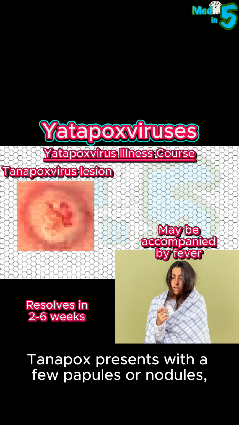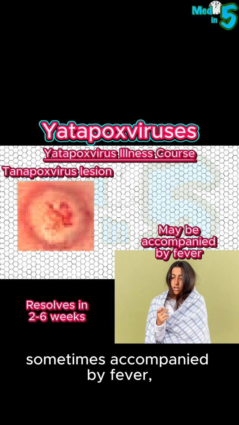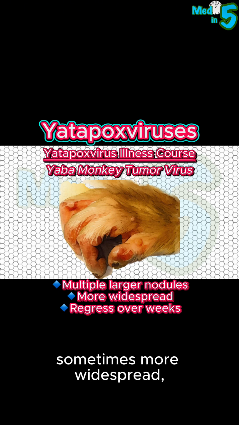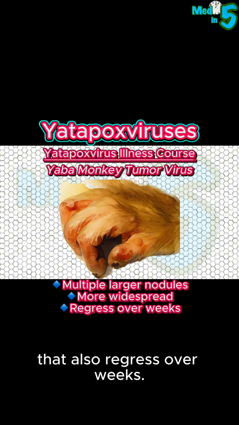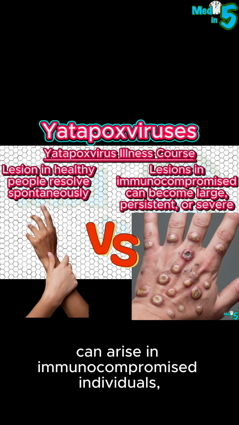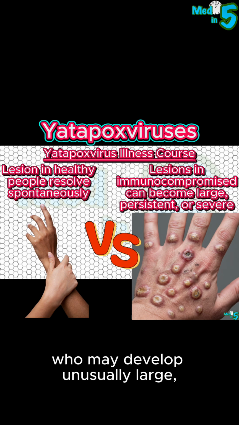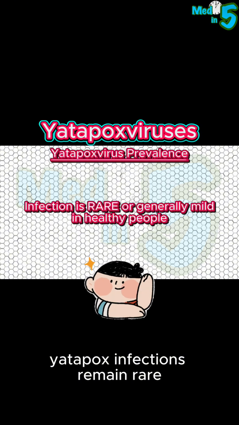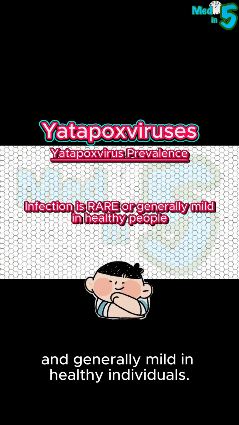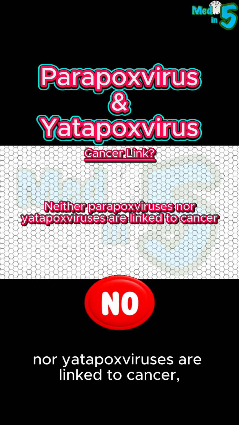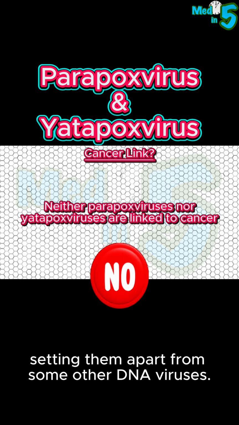Tanapox presents with a few papules or nodules, sometimes accompanied by fever, and resolves within 2 to 6 weeks. Yaba monkey tumor virus causes multiple larger nodules, sometimes more widespread, that also regress over weeks. Most cases resolve spontaneously, but complications can arise in immunocompromised individuals who may develop unusually large, persistent, or severe lesions. Despite their dramatic appearance, Yatapox infections remain rare and generally mild in healthy individuals. Neither Parapoxviruses nor Yatapoxviruses are linked to cancer, setting them apart from some other DNA viruses.